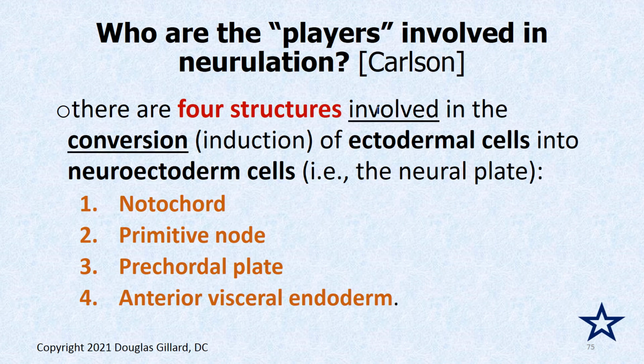Okay, so who are the players involved in this neurulation? There are 4. The big one is the notochord. The primitive node is important, but the precordial plate and anterior visceral endoderm are also involved, though not as much, but they do secrete some juices that swim quite a ways away. So the main player by far is the notochord, and the primitive node is important as well.